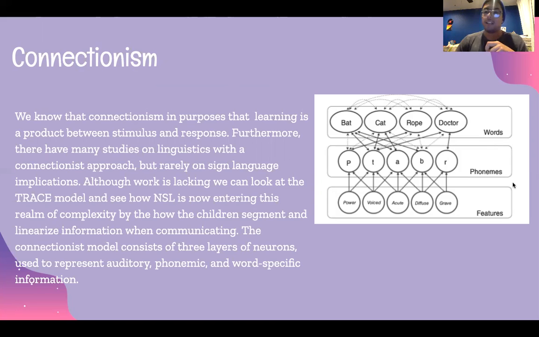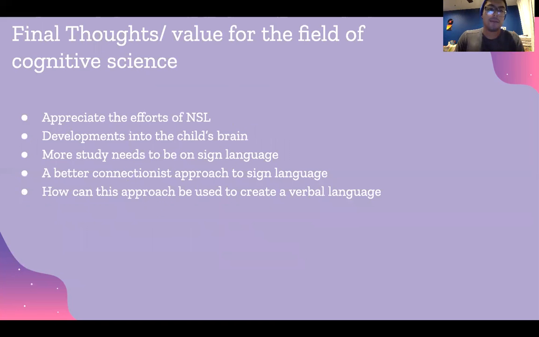And we can see how children are segmenting and linearizing the Nicaraguan Sign Language and sign language in general. And so moving forward, we have our final thoughts and our value field for cognitive science. First of all, there is a huge appreciation towards Nicaraguan Sign Language. What they're doing there is amazing. And what researchers are also doing there is incredible.